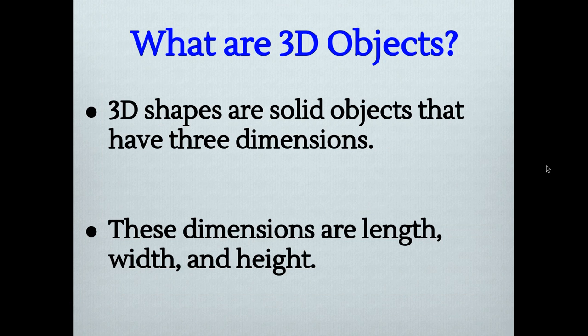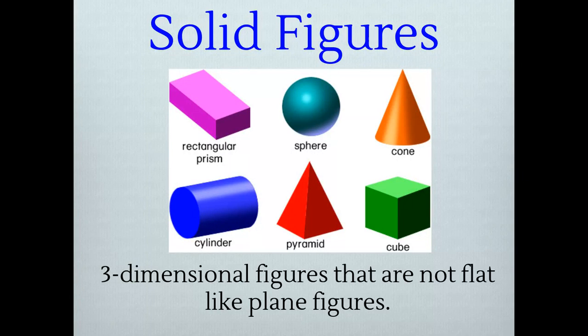What are 3D objects? 3D shapes are solid objects that have three dimensions. These dimensions are length, width, and height. 3D objects are also known as solid figures. Some examples of 3D objects include a rectangular prism, a sphere, a cone, a cylinder, a pyramid, and a cube. Three-dimensional figures are not flat like plane figures.